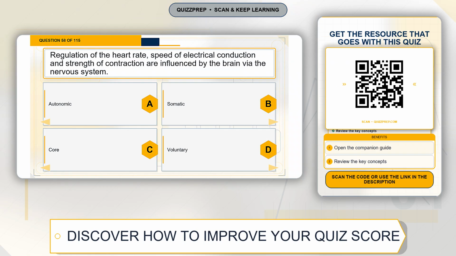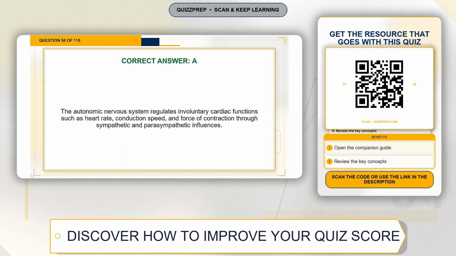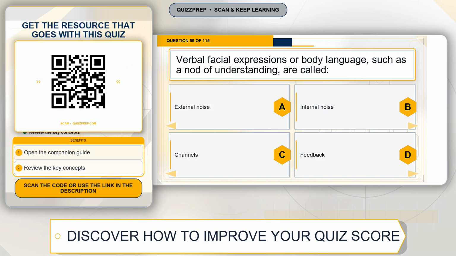Question 58. Regulation of the heart rate, speed of electrical conduction and strength of contraction are influenced by the brain via the nervous system. Option A, autonomic. Option B, somatic. Option C, core. Option D, voluntary. The correct answer is option A, autonomic. Explanation: the autonomic nervous system regulates involuntary cardiac functions such as heart rate, conduction speed, and force of contraction through sympathetic and parasympathetic influences.